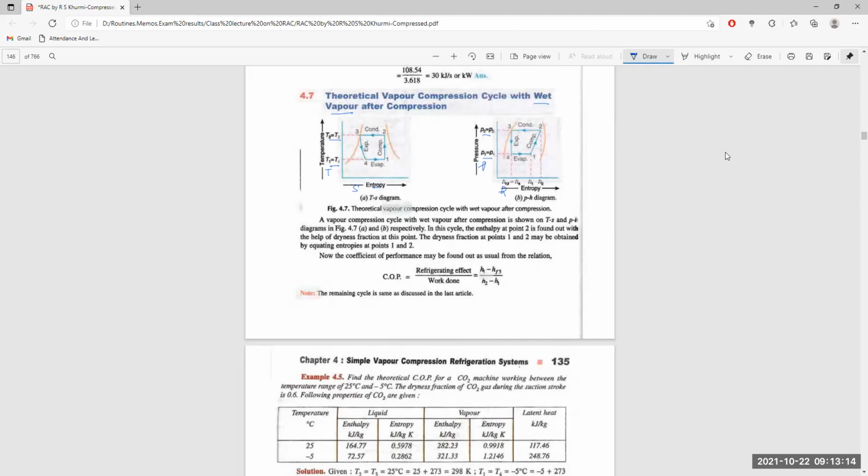So at point 1, first we have to find out the COP here. Everywhere the COP is the refrigerating effect, which is 1 to 4, that is H1 minus H4 or H1 minus Hf3, because H4 and H3 are on the same vertical line. This is not entropy but enthalpy. So H1 minus H4 or H1 minus Hf3, divided by H2 minus H1.